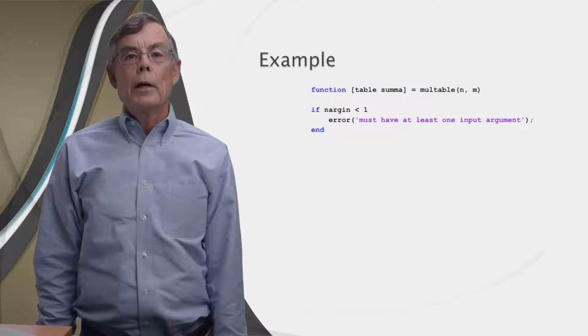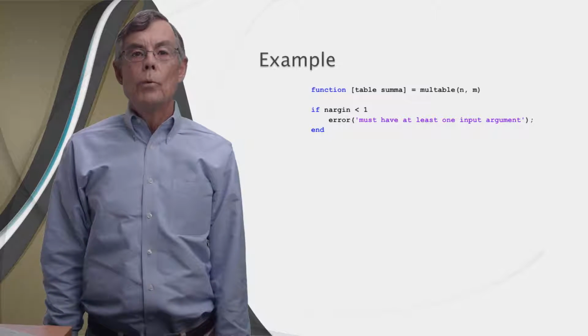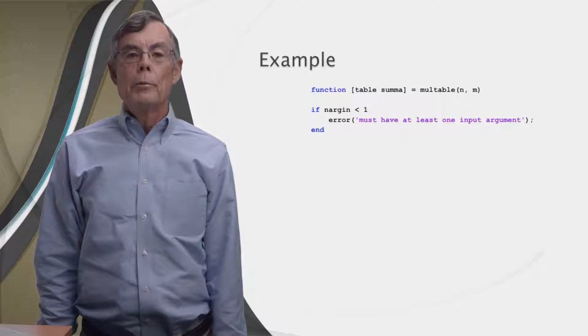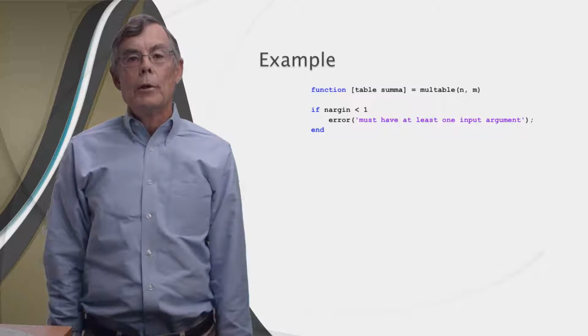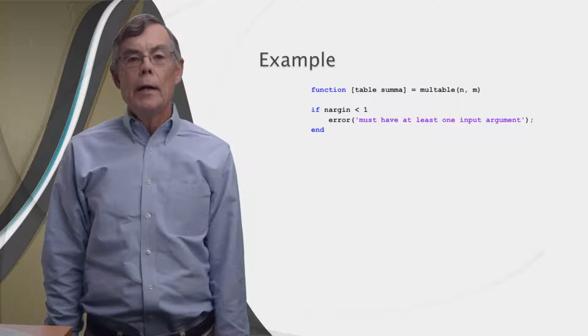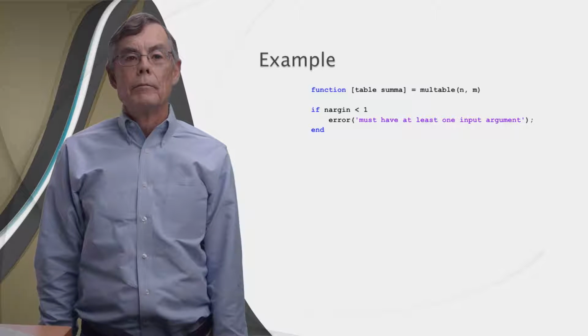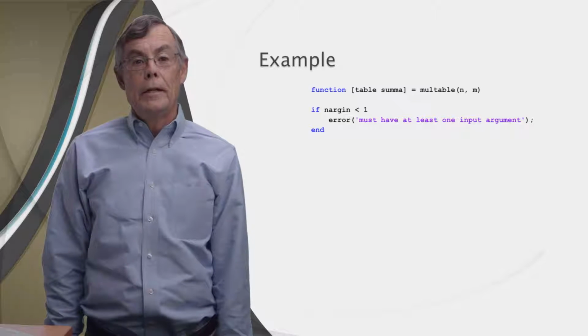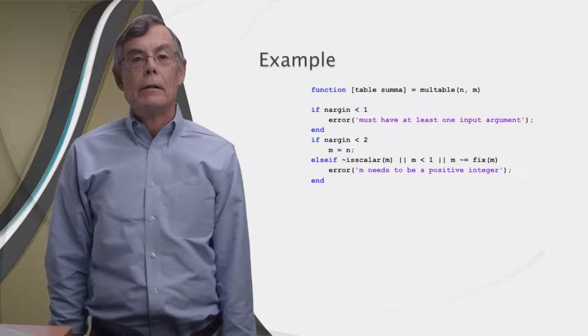First, we check whether the function was called with at least one input. If n(arg_n) is smaller than 1, then no input argument was provided. In that case, we call the built-in error function. It prints out the message we give it in red and then terminates the function. That's how easy it is. And we get to print in red. And that's the only way to do that.